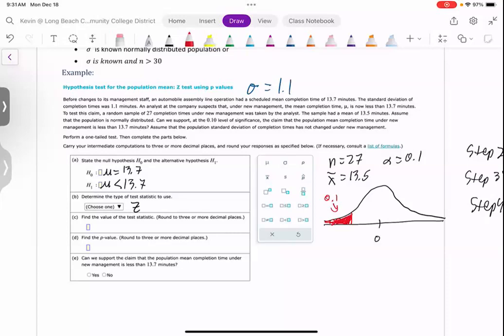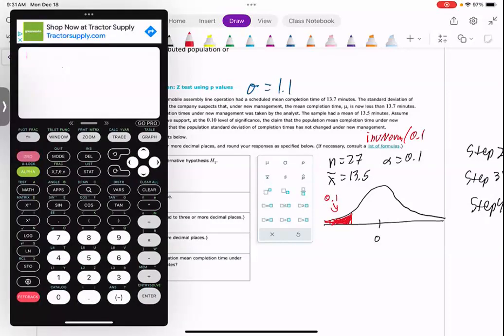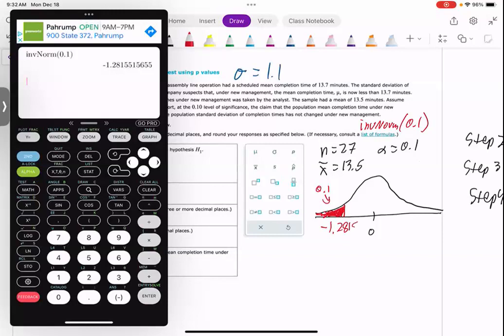And to find the critical value, I'm going to use inverse norm 0.1. So inverse norm 0.1. This looks like it's going to be negative 1.28155.